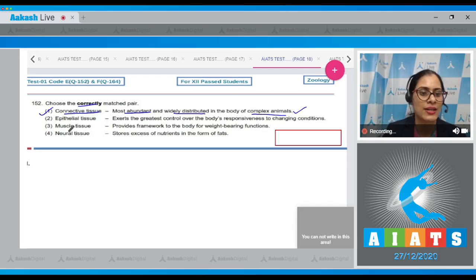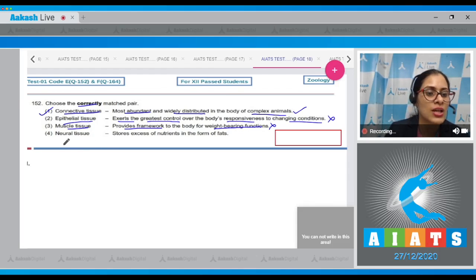The next match given is epithelial tissue, and the match is exerts the greatest control over the body's responsiveness to changing conditions, and this is an incorrect match because neural tissue exerts the greatest control over the body's responsiveness to changing conditions. The next option is muscle tissue, and the match given is provides framework to the body for weight-bearing functions, and this is an incorrect match because bone, which is a specialized connective tissue, provides framework to the body. Limb bones, such as the long bones of the legs, serve weight-bearing functions.